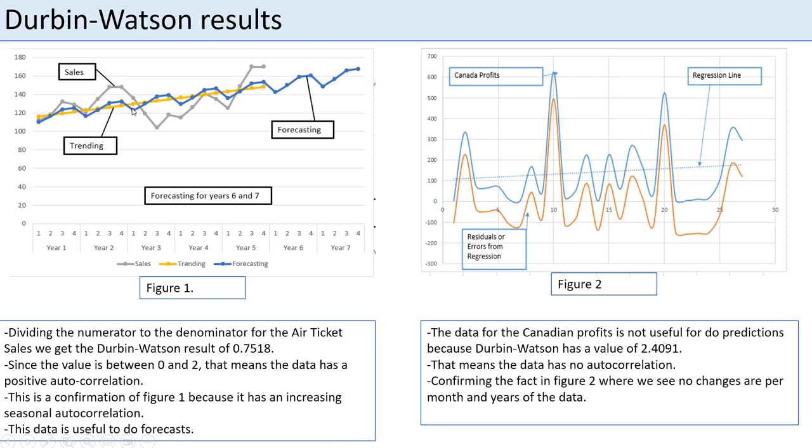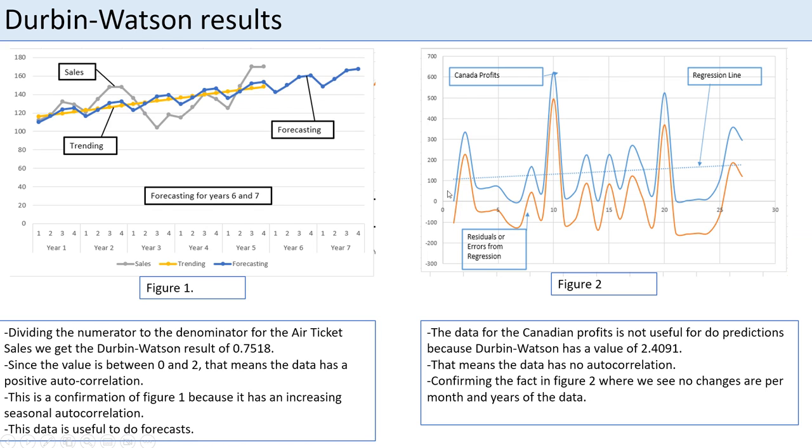The values are growing through time, and this is the forecast result that we get from the model. And this is the confirmation of figure 1 because it has an increasing seasonal autocorrelation. So the data is useful for the forecast.